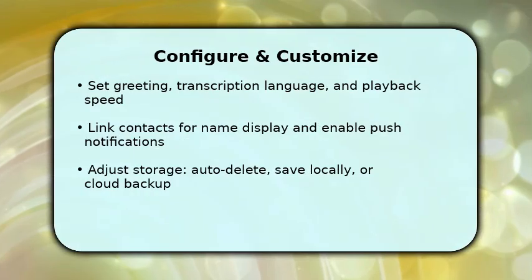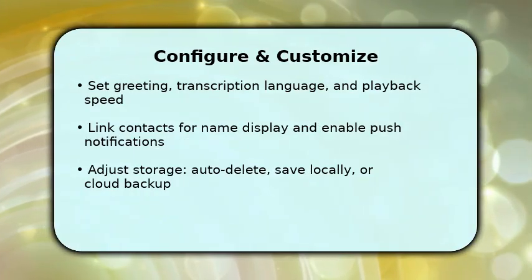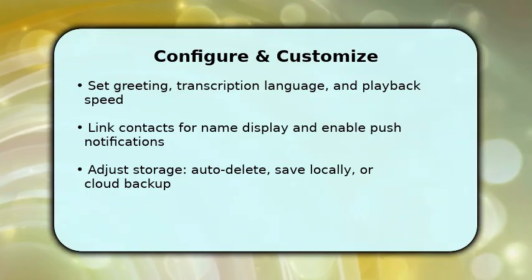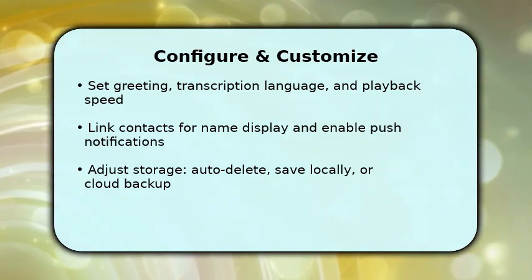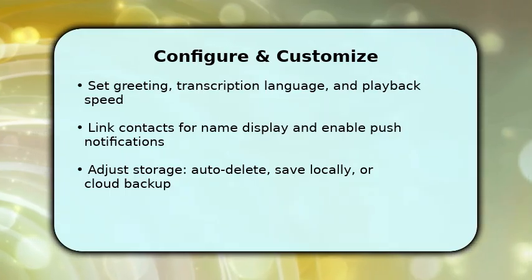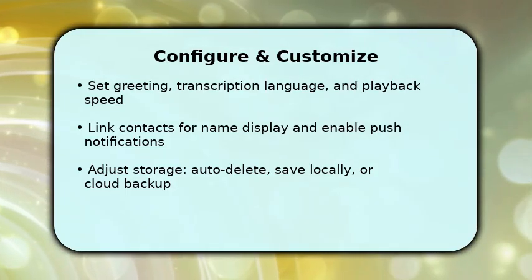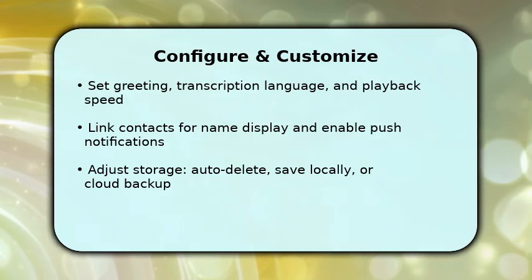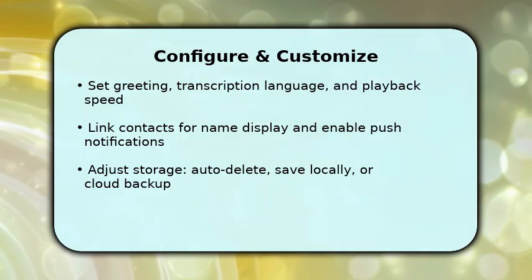You'll now configure message behavior and personalization. Open voicemail settings to set your greeting, choose transcription language, and select playback speed so you can scan messages quickly. Link your contacts to enable caller name display instead of numbers. Enable push notifications to get instant alerts.